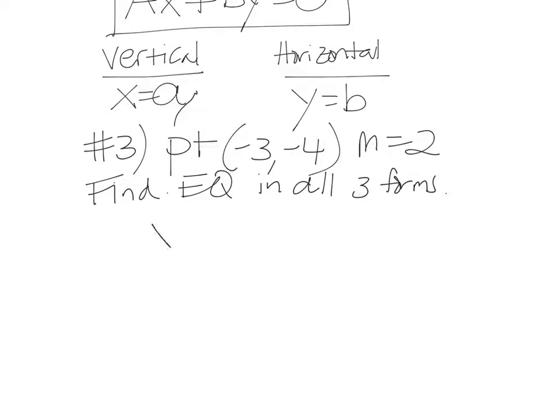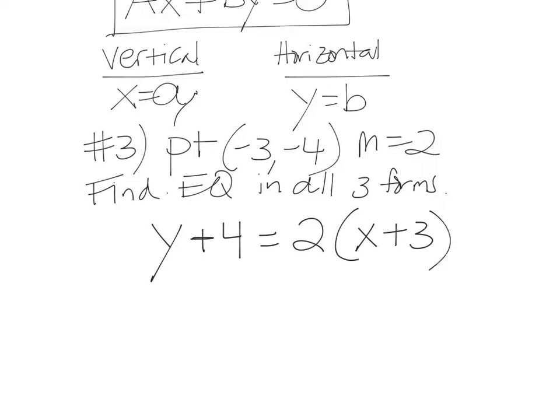We're going to do y minus the y value of the point. Well, the y value of the point is -4, so we're going to write y plus 4 equals slope 2 times x minus the x value of the point, so we're going to do x plus 3. And that's it. That's why this is my favorite, because it's the easiest. And we like the easiest way, don't we? All right, so that's number 1.